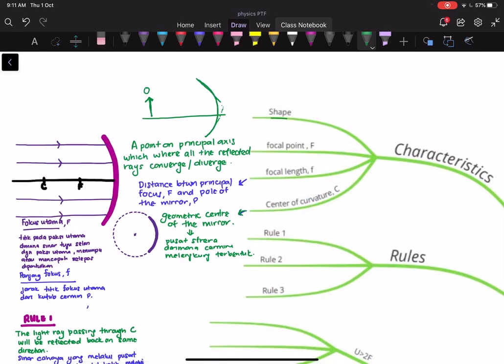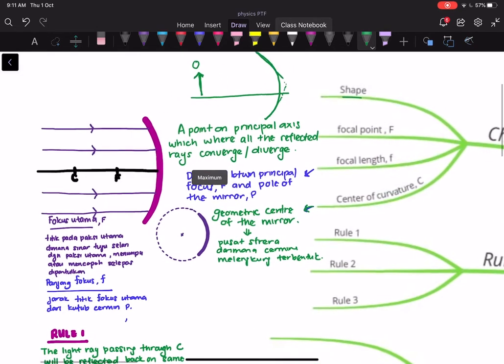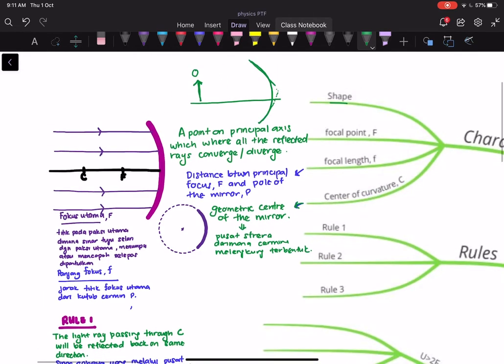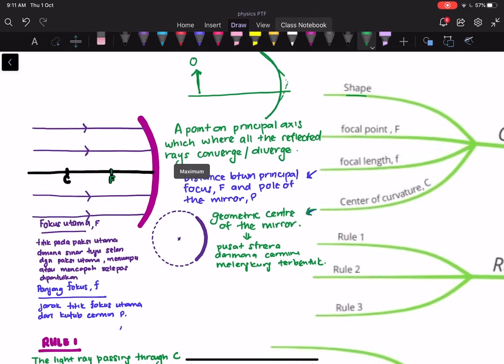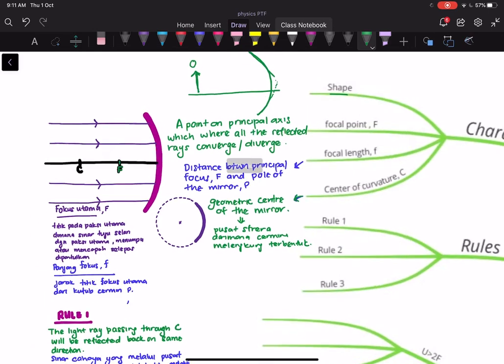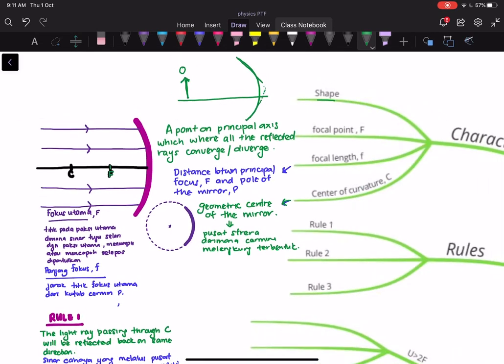Next one here. There are a few points that you need to know in drawing a concave mirror. Okay, the first thing here, whenever you are drawing any concave mirror, there are a few points that you need to know. The first one is the focal point, what we call the F point. And apakah definisi focal point ataupun fokus utama ni? Focal point here is a point on a principal axis. Remember, this is your principal axis here. This axis here is called a principal axis.